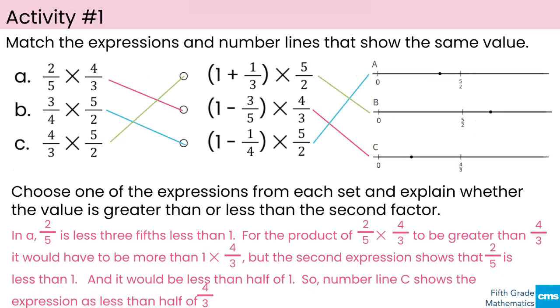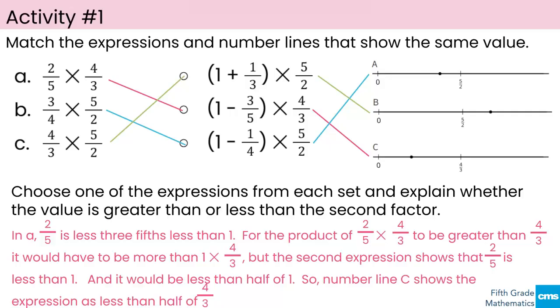Here's where I landed. Notice that 2/5 times 4/3, we're thinking about 2/5 first. 2/5 is 1 minus 3/5 times 4/3. So that is showing us that that is less than 4/3 because it's less than 1 of 4/3.